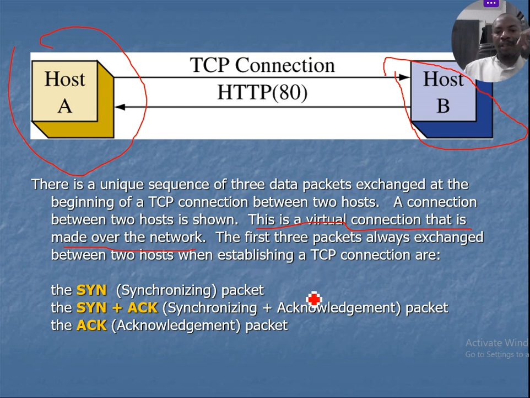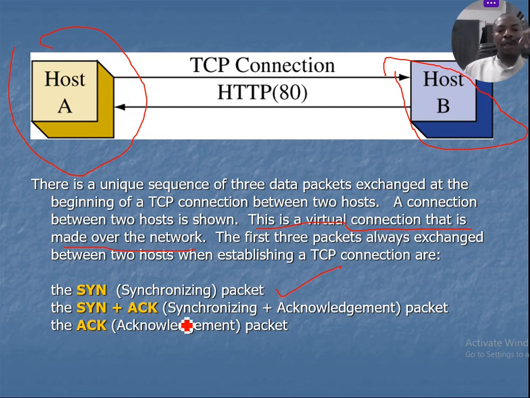Now, the first three packets are always exchanged between two hosts whenever you are establishing a TCP connection, as follows. First, the first one is the synchronizing packet. So host A sends a synchronization to host B. So synchronizing the data packet. Okay, that's the first stage. Synchronization of the data packet with host B. Host A is the one that will initiate that and send that to host B. You say, can you see me? Can you see this data packet? I want to communicate with you.